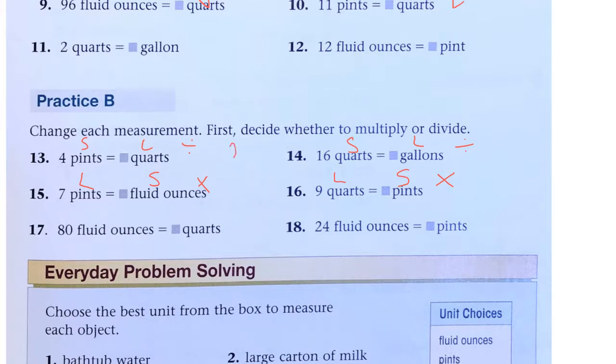Pints and quarts takes 2 pints to equal 1 quart. It takes 16 fluid ounces to make 1 pint. And quarts to gallons, it takes 4 quarts to equal 1 gallon. And then quarts to pints, it takes 2 pints to make 1 quart. And then we could do the math.